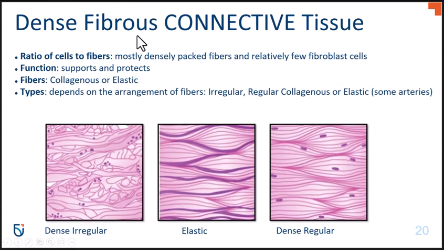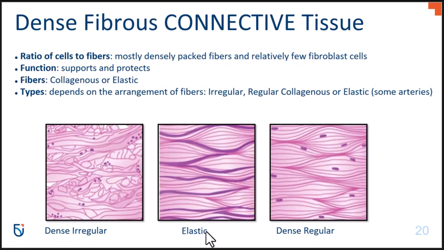So dense fibrous connective tissue gets its name dense because it is densely packed with fibrous fibers. And it does not have a whole lot of cells within it because there are so many fibers. You'll see that it offers support and protection. The fibers are going to be collagenous or elastic, depending on which structure we're talking about, which type. And you can see there are three types here: dense irregular, elastic, and dense regular. And so the type of dense fibrous connective tissue is going to depend on the arrangement of the fibers and the ratio of these fibers within them.